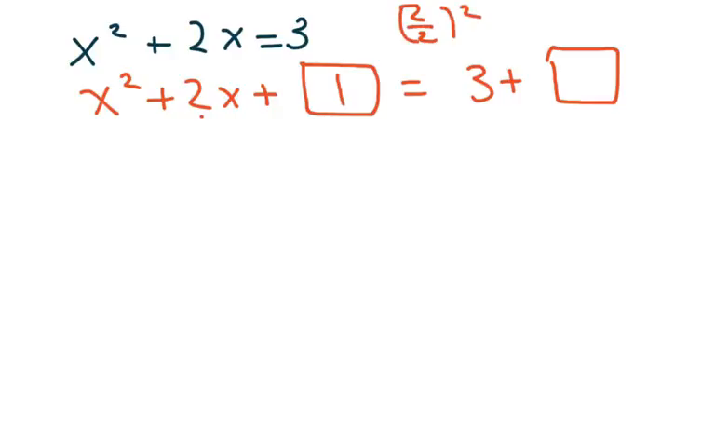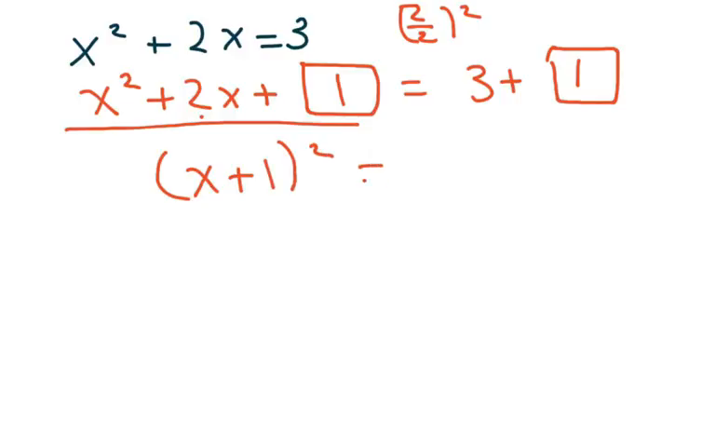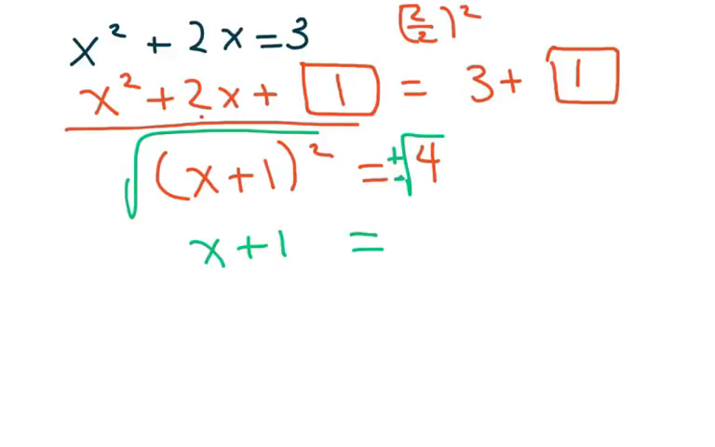When you square 1, you just get 1. So I'm going to write this as a perfect square trinomial. What's half of 2? 1, and then square it. Equals 4. Then we're going to square root both sides. Don't forget your plus and minus. So we get x plus 1 equals plus or minus 2.